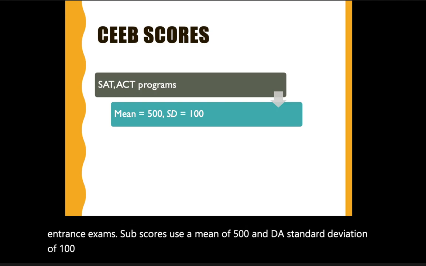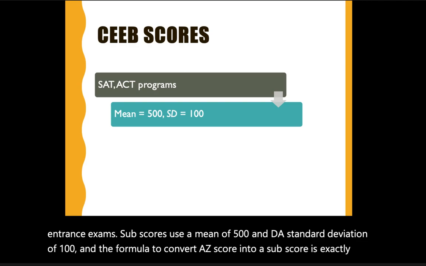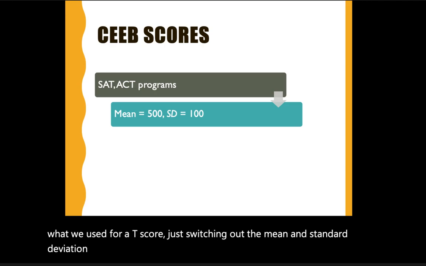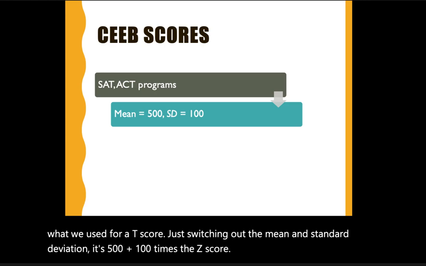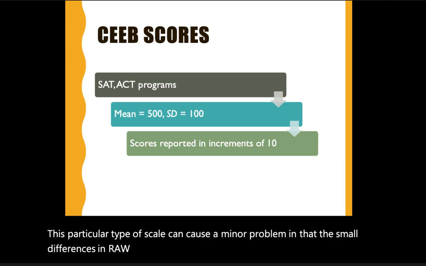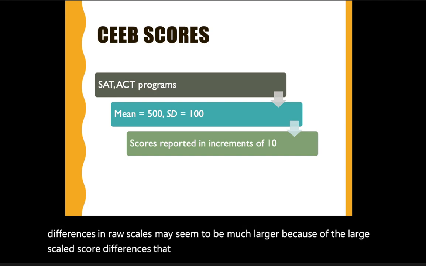And the formula to convert a z-score into a CEEB score is exactly what we used for a t-score, just switching out the mean and standard deviation. It's 500 plus 100 times the z-score. This particular type of scale can cause a minor problem in that the small differences in raw scores may seem to be much larger because of the large scaled score differences that range from 200 to 800.